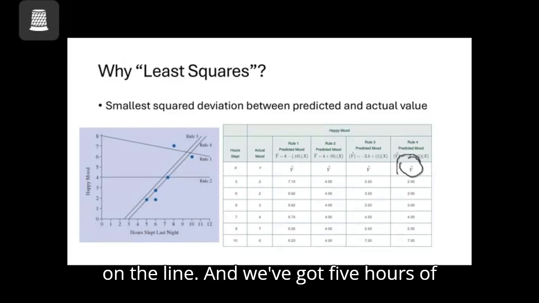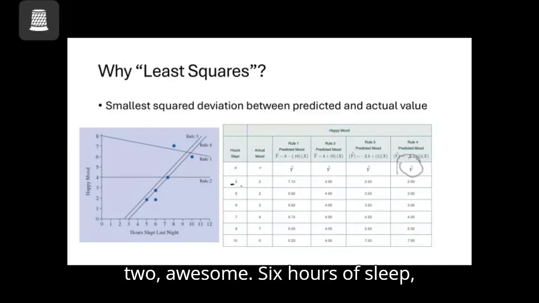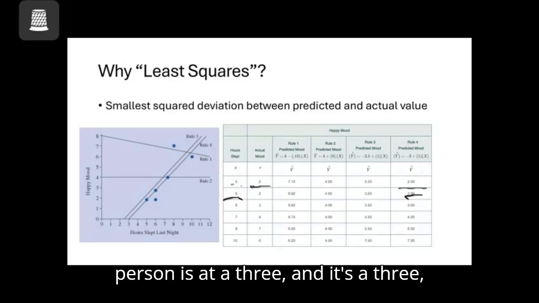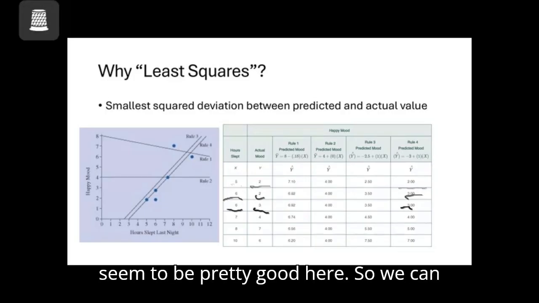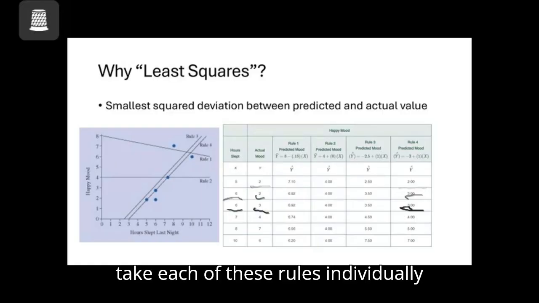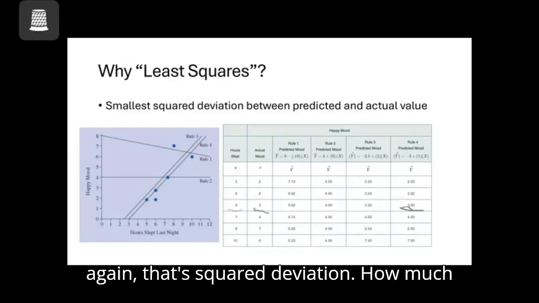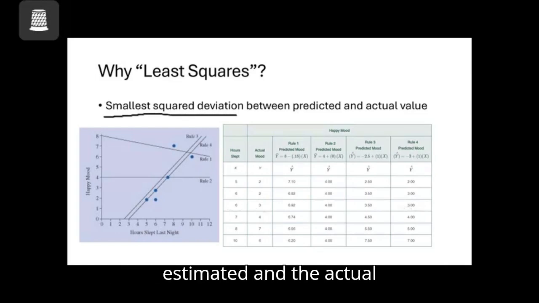And we've got 5 hours of sleep. We estimate you should be at a mood of a 2. Ooh, we are at a mood of a 2. Awesome. 6 hours of sleep, you should be at a 3. This person's at a 2, but 6 hours of sleep, that person is at a 3, and it's a 3. And so it's a pretty good estimate. So we seem to be pretty good here. So we can take each of these rules individually and actually compare them and see how much deviation, again, that squared deviation, how much deviation there is between the estimated and the actual value.